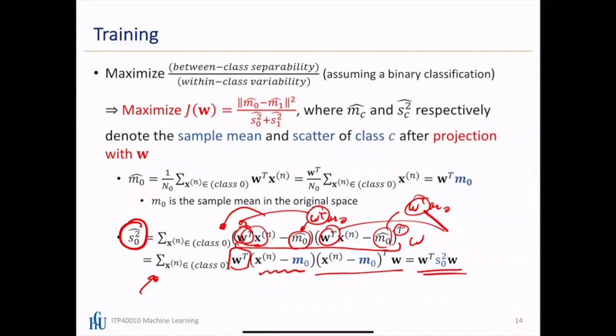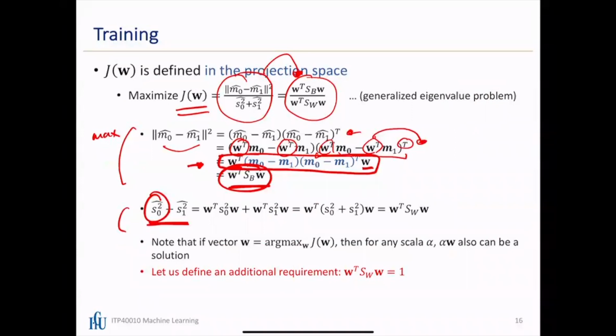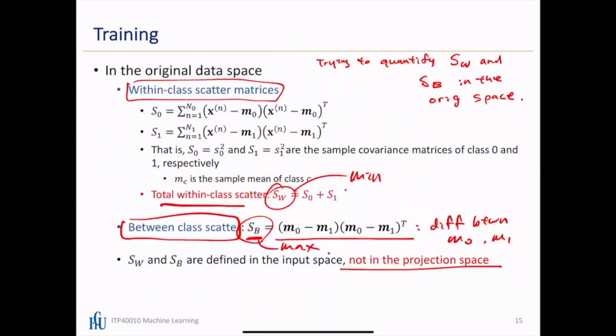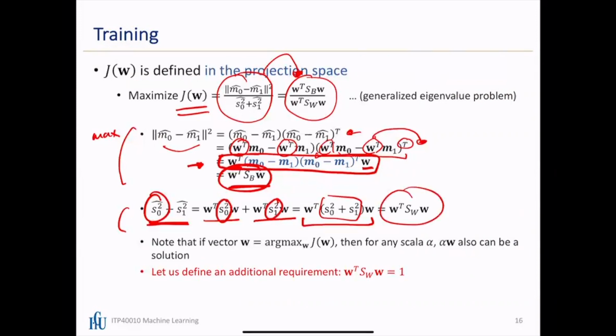S0 square hat can be written down as W^T S0 square W. Using this expansion, S0 square hat comes over here, and S1 square hat is right over here. Things are in common, so you can associate these two. S0 square plus S1 square, which we defined in the previous slide as the total within-class scatter. Using that, we can write things down in this way.